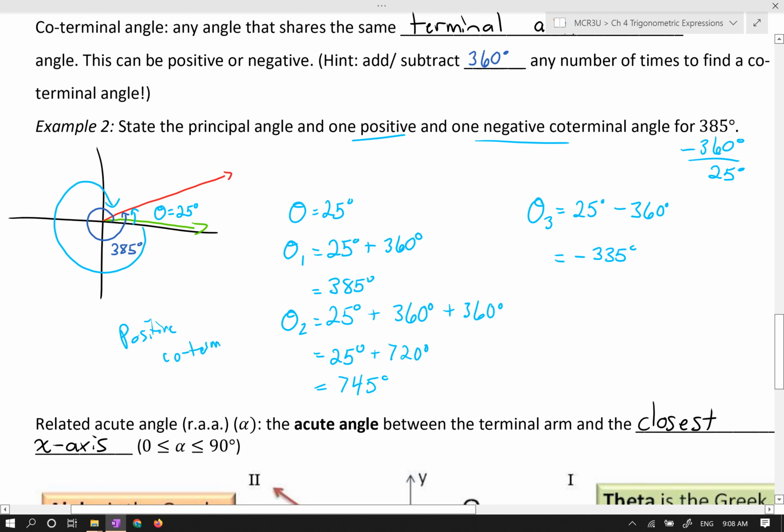So our positive coterminal angle is right here. And in fact, depending on what you're comparing it to, you could argue one of the above two angles as well. And your negative coterminal angle, negative 335 degrees. Your principal angle is right there, 25 degrees.